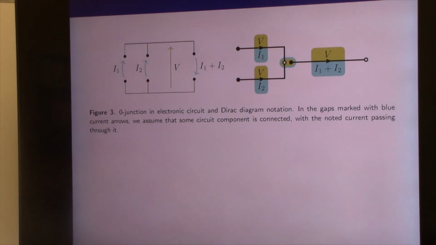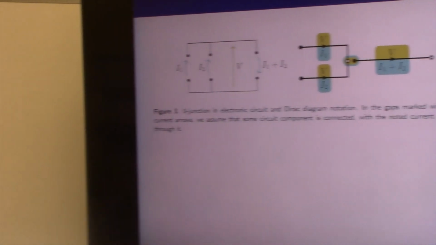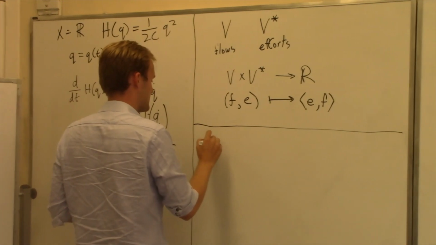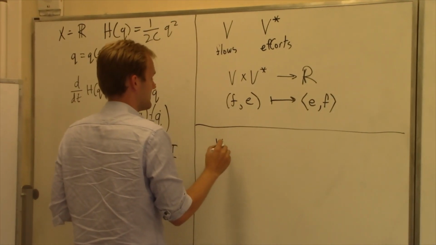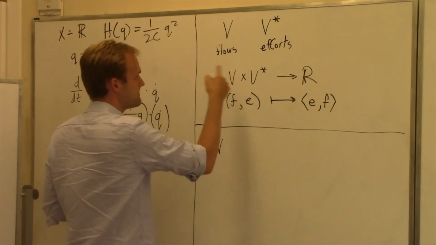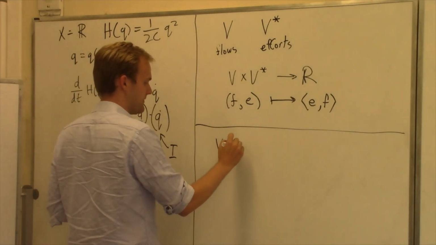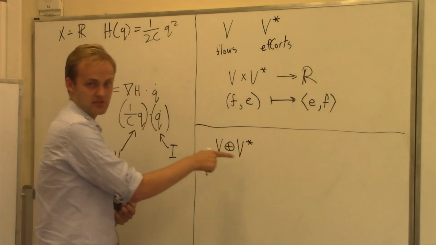So what is this mathematically? Well, suppose we have flows and efforts. When we're talking about flows and efforts together, they're going to live in the vector space which is this direct product.